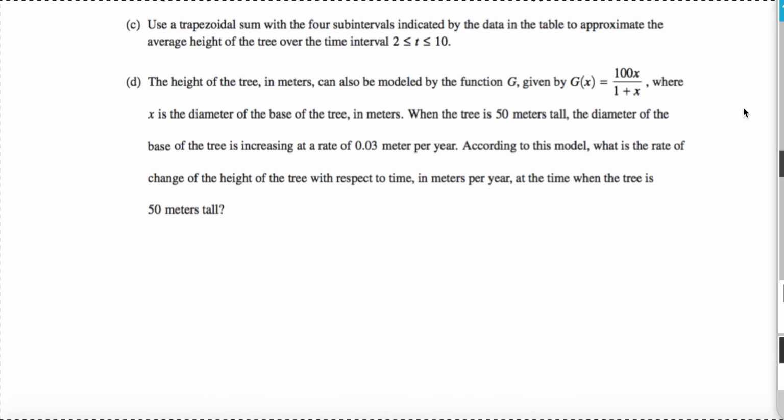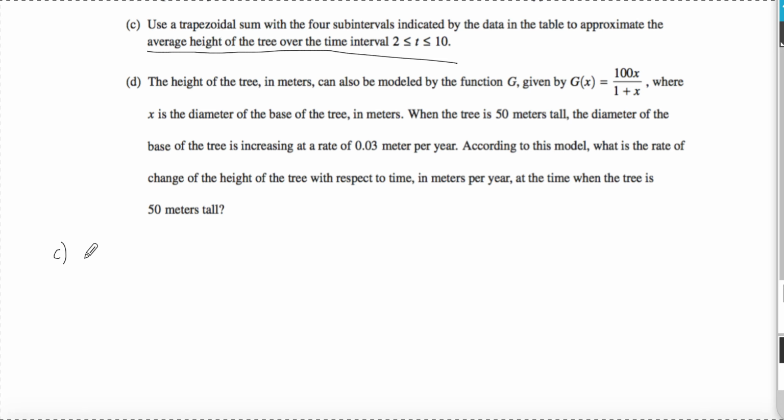Okay. Part C: use the trapezoidal sum with 4 subintervals indicated by the data in the table to approximate the average height of the tree over the time interval 2 to 10. Okay, the table measures height, right? So this is where average height comes in: I have something that measures the height, and I want the average height of it.